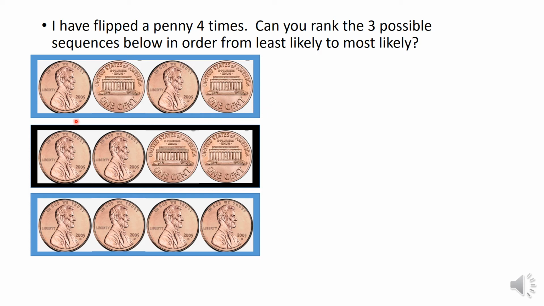Another one, though, is that the first 2 times it comes up heads, and the last 2 times it comes up tails. So these are 3 different possible sequences. There are also other possible sequences, but we're just focused on these 3. Can you rank the 3 possible sequences below in order from least likely to most likely? Go ahead and think about that, pause the video, and after you've come to your conclusion, unpause and we will discuss.